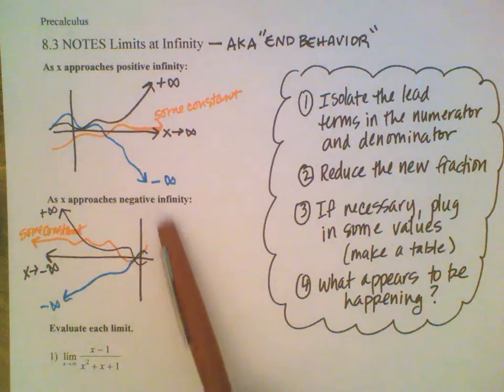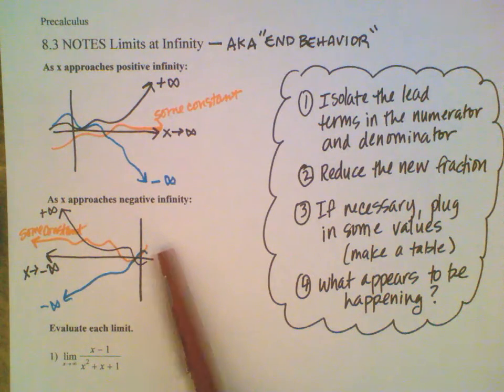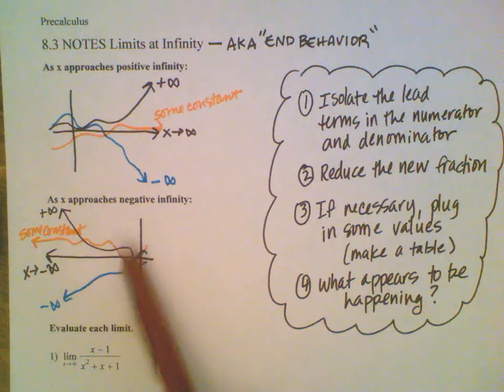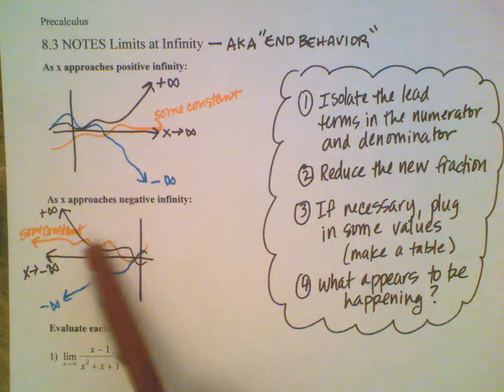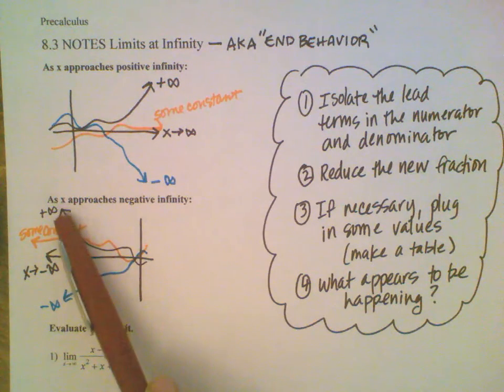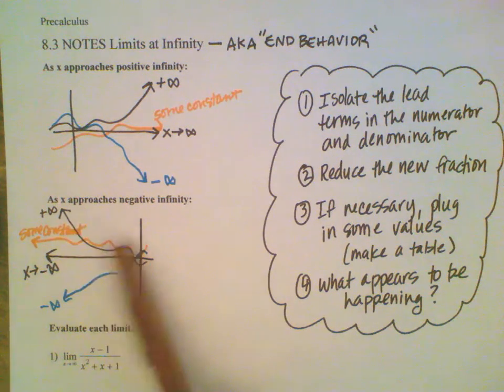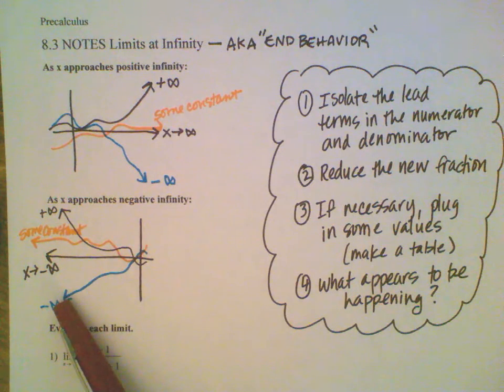If I'm looking at end behavior as x approaches negative infinity, that's the left-hand side end behavior. Again, the same thing can happen. It can rise to positive infinity as I follow the function to the left. As I follow the function to the left, it could drop to negative infinity.